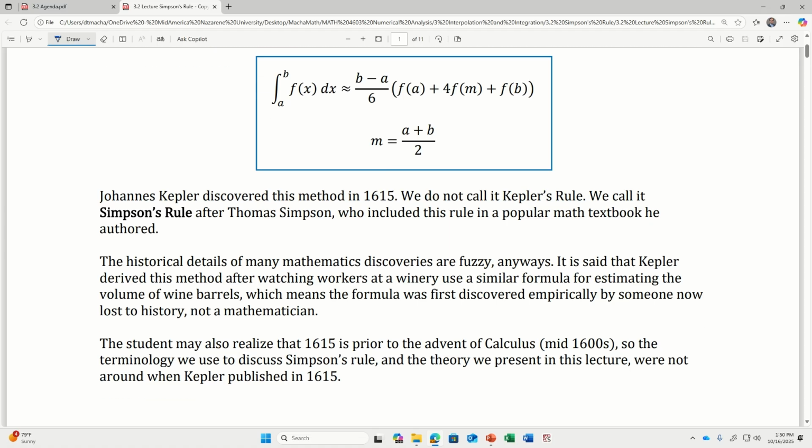So a bit of history. Kepler discovered this method in 1615, but it's named Simpson's rule after Thomas Simpson, who later knew about this and included it in a math textbook, and then Simpson's math textbook became popular, and so most people learned about this from Simpson's textbook.